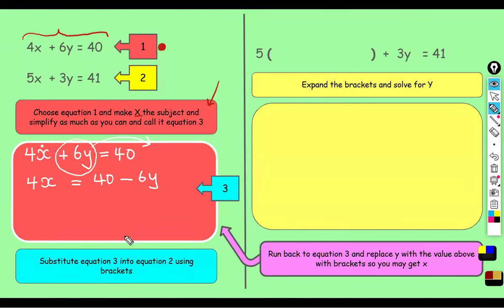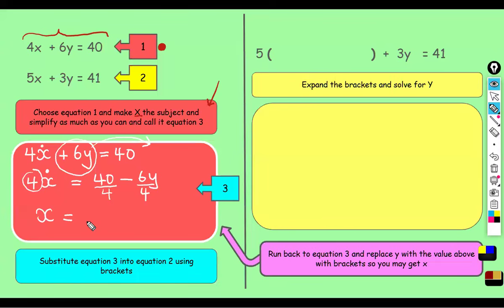But we still have to make who the subject? Mr. X. We have this annoying 4. Whatever value is touching a letter, when you throw it across, it always becomes a divide. It's a pattern you're going to recognize. So this 4, when you throw it across, everyone gets divided by 4. Simplify this. Both of them get divided by the 4.